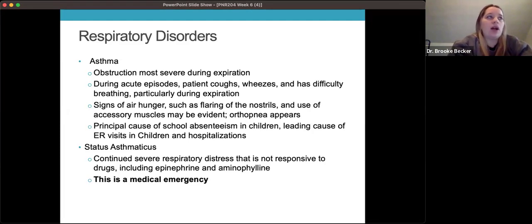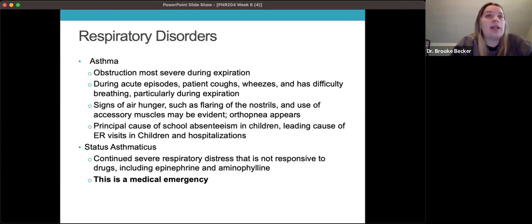It's the number one cause of school absenteeism. It's the number one cause of ER visits and hospitalization of kids. Status asthmaticus means that they continue to have severe respiratory distress and they didn't respond to their typical treatments. So that's a medical emergency. They need to be in the ER.